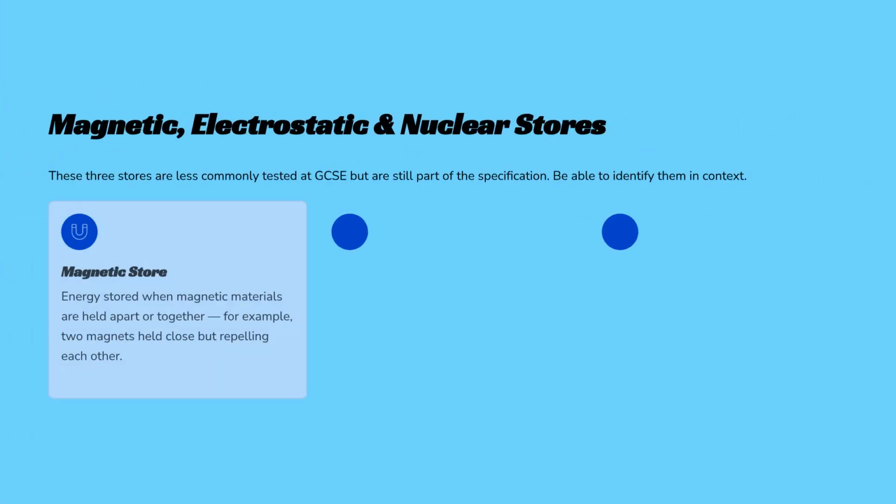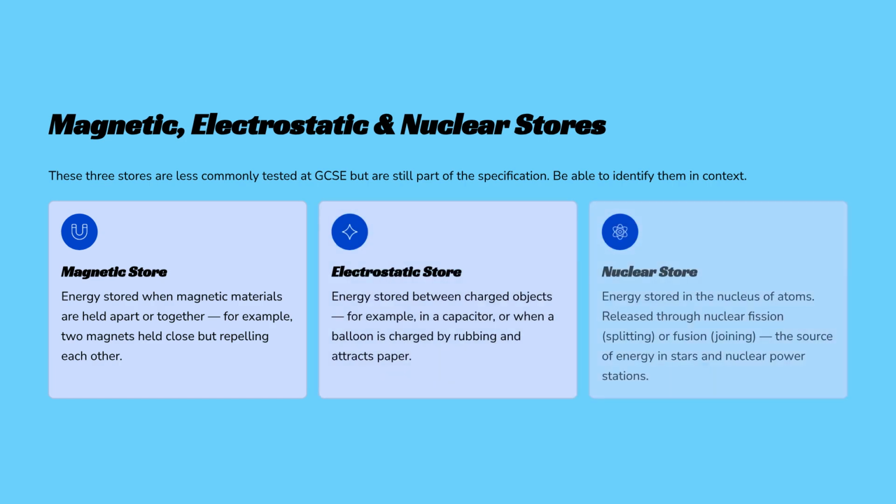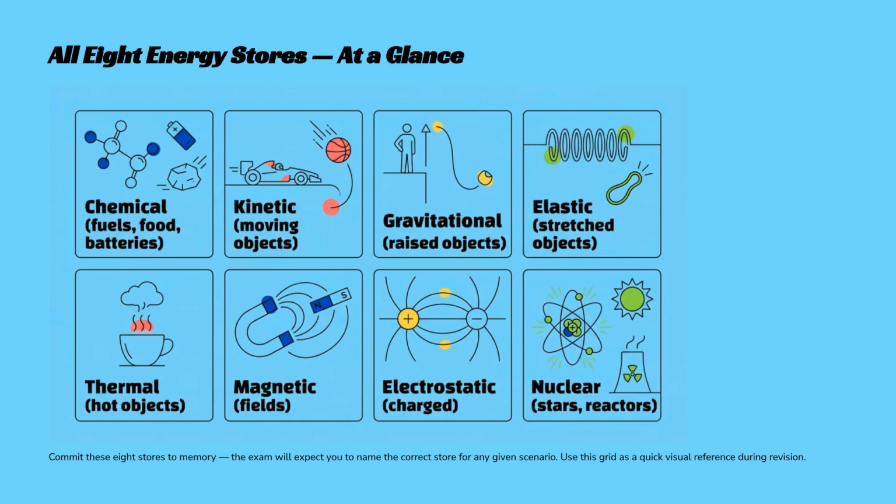Finally, we have the magnetic, electrostatic, and nuclear stores. These are less commonly tested but still important. They involve energy stored by magnetic materials, charged objects, and atomic nuclei respectively. Use this grid as a visual reference to memorize the 8 energy stores. Being able to name the correct store for any given scenario is essential for your exams.